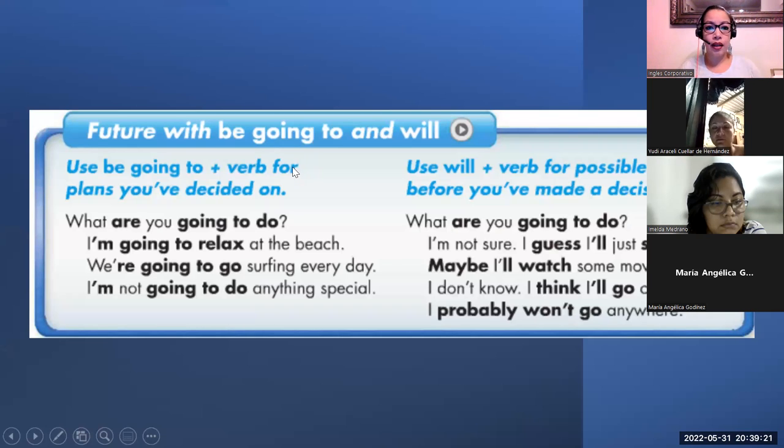Okay, so remember that the future with be going to and will, we're going to use be going to plus verb for plans that you have decided on. It's not for a spontaneous decision, it's for plans. We're going to use will plus the verb for possible plans before you have made a decision. So let's read the examples with be going to.